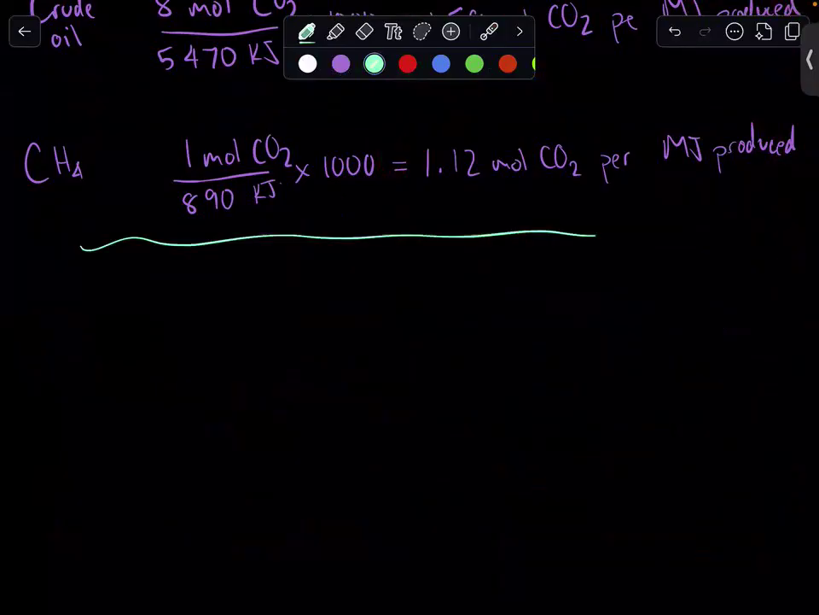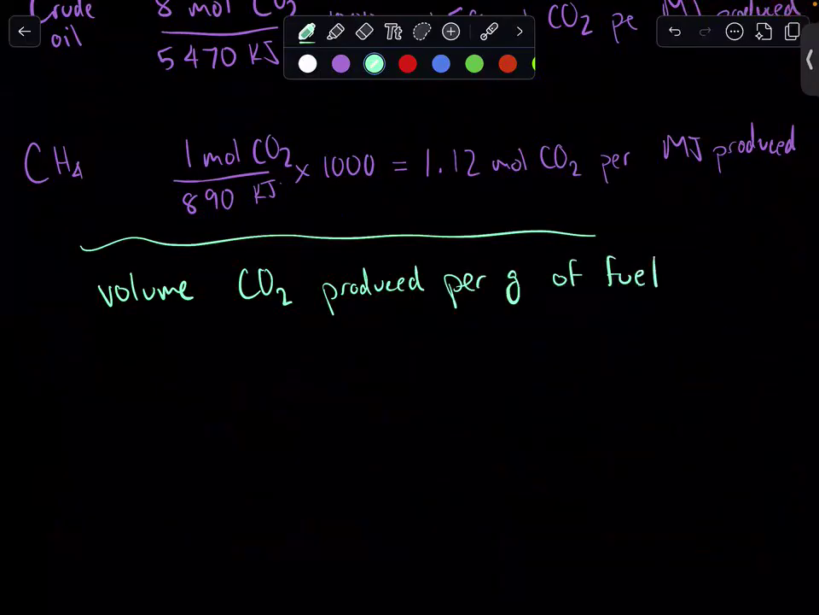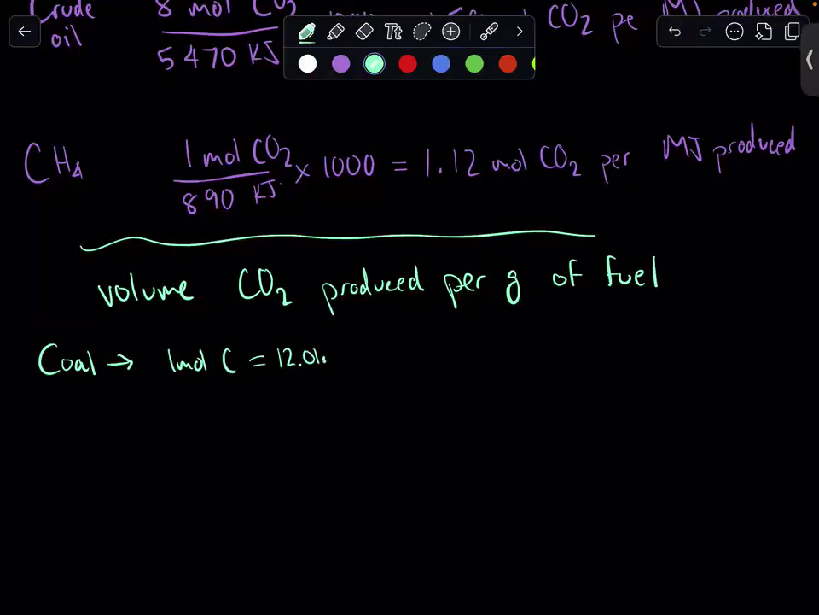Another metric we can observe for our CO2 production is through volume of CO2 produced per gram of fuel. So once again, we're just going to be doing per gram. So we're going to look at 1 mole. So for coal, 1 mole of carbon is equal to 12.01 grams.